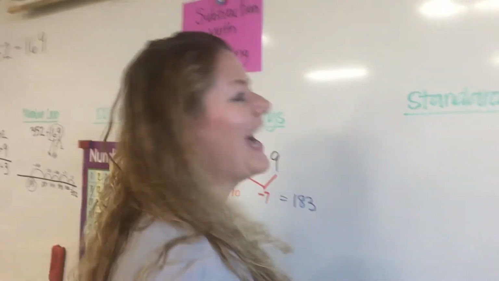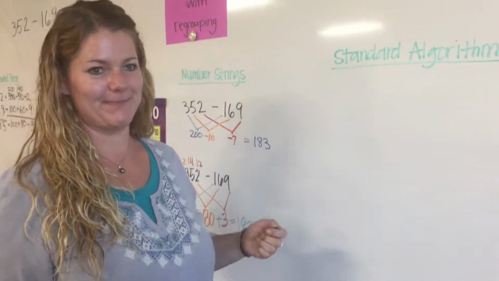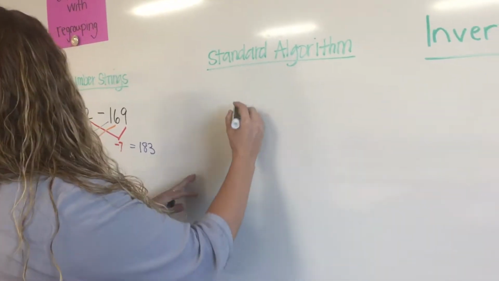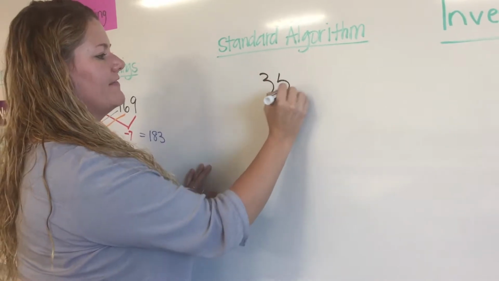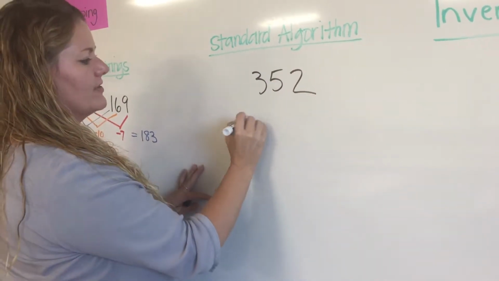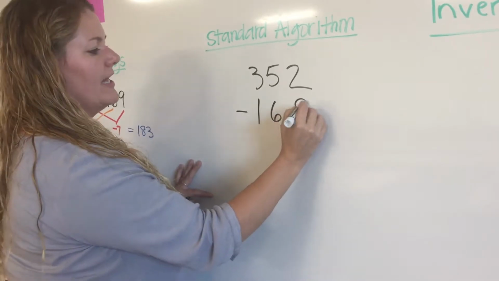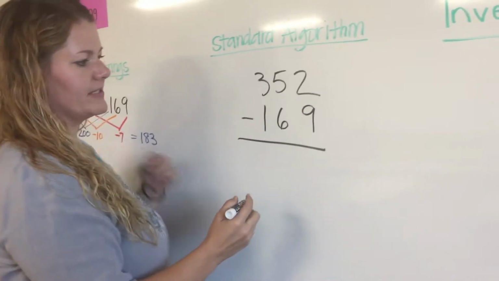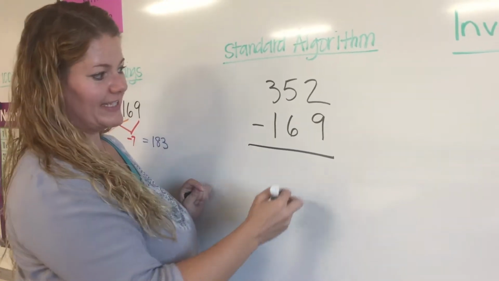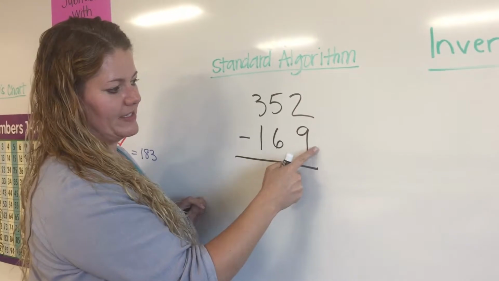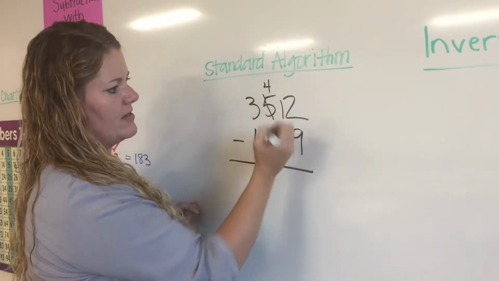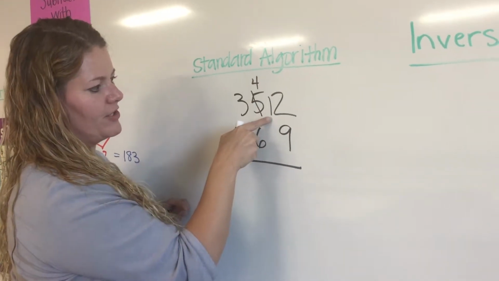All right. Okay. Standard algorithm. This one's kind of my favorite because it's easy peasy. So we've got 352 minus 169. And notice how I'm keeping all my ones under my ones, my tens under my tens, hundreds under hundreds. So here's where we do our little chant again. More on top, no need to stop. More on the floor, go next door and get 10 more. So I borrowed a 10 and put it over into the ones.